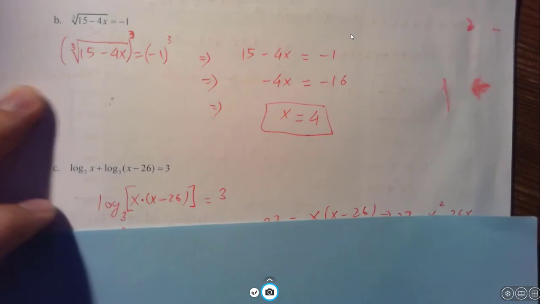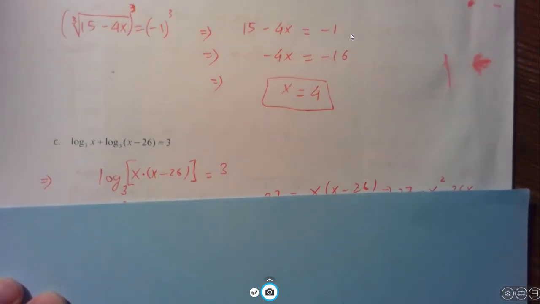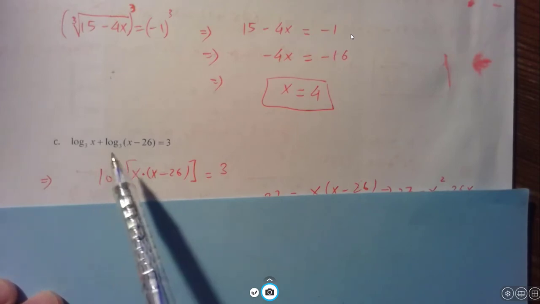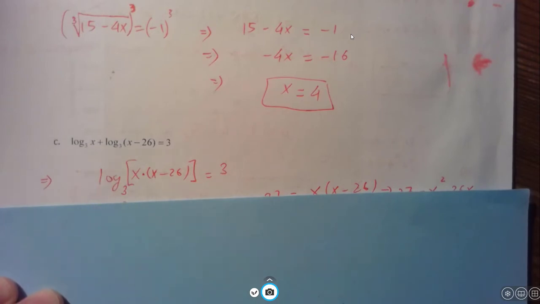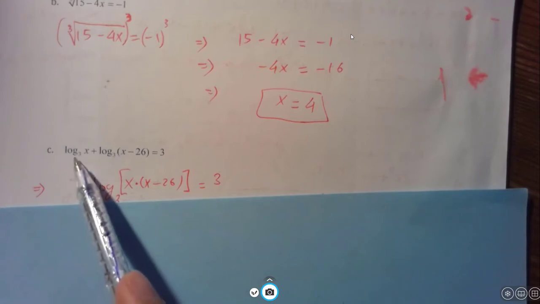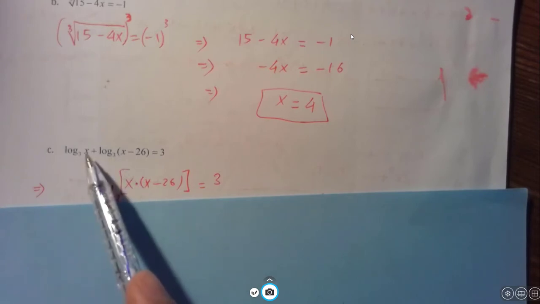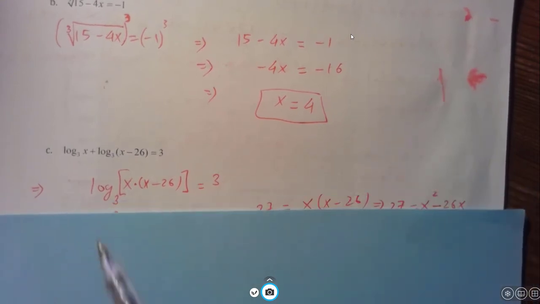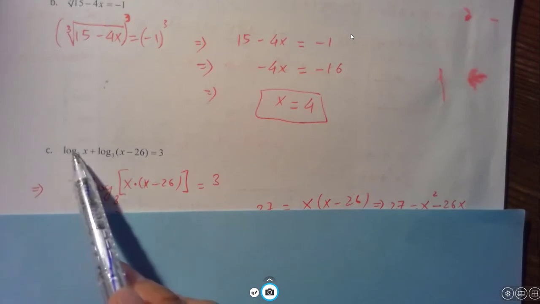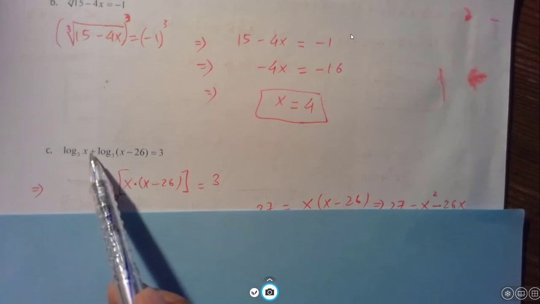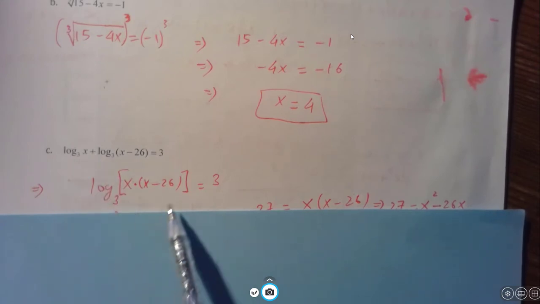Okay, next question. This is the log equation. So anytime you are solving the log equation, we must combine the logs together before we can solve them. And notice here, the logs have the same base 3. And this is the addition, so using the log property, I can combine these two terms, x and x minus 26, into the product, the multiplication, because of the addition right here. So now I combine them, right?